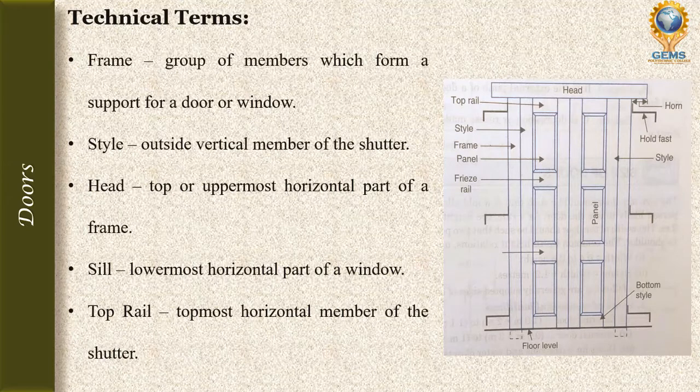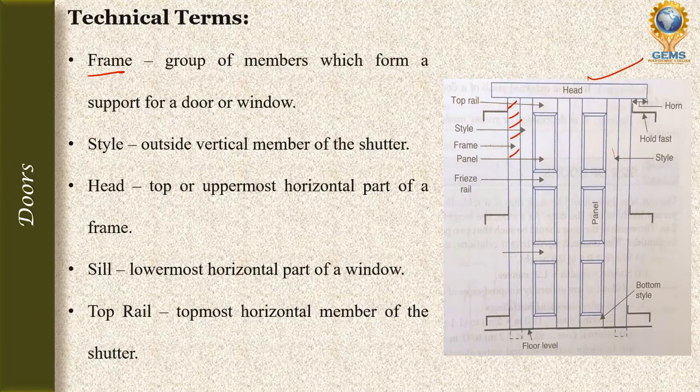So what are the technical terms we have to know in the door and a window? So this is the door structure. The diagram shows the door structure. The first one is a frame. So here it is the frame.